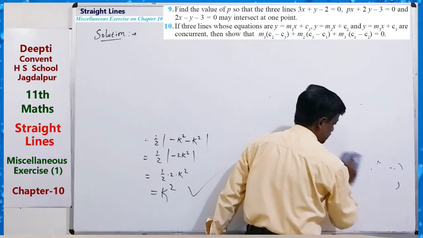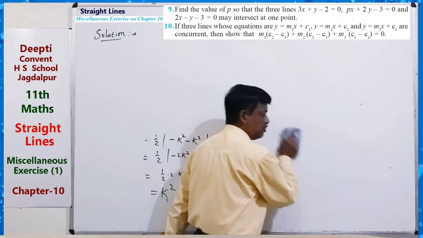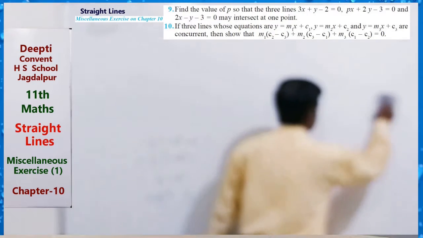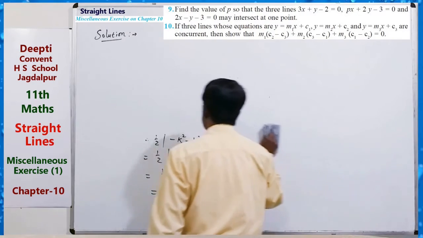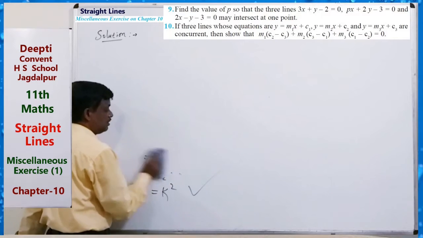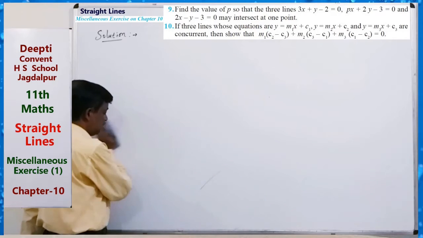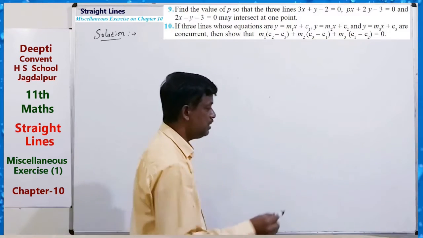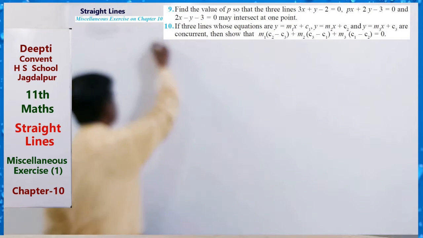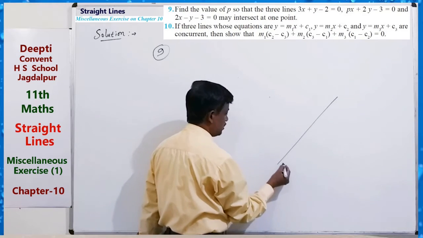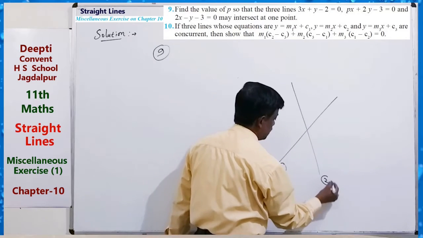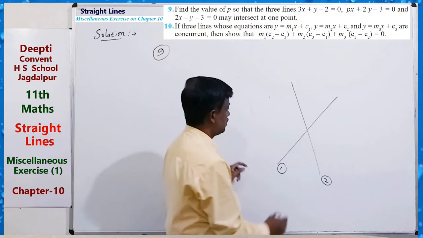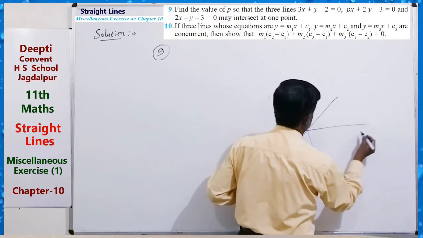Okay. So just see question 9. We have to find the value of P for which 3 lines may intersect at a point. 3 lines intersecting at a point, that is, concurrent lines passing through a single point. So we can see that in question 9, 3 lines: suppose this is one line, this is another line, and the third line is also passing through that point.